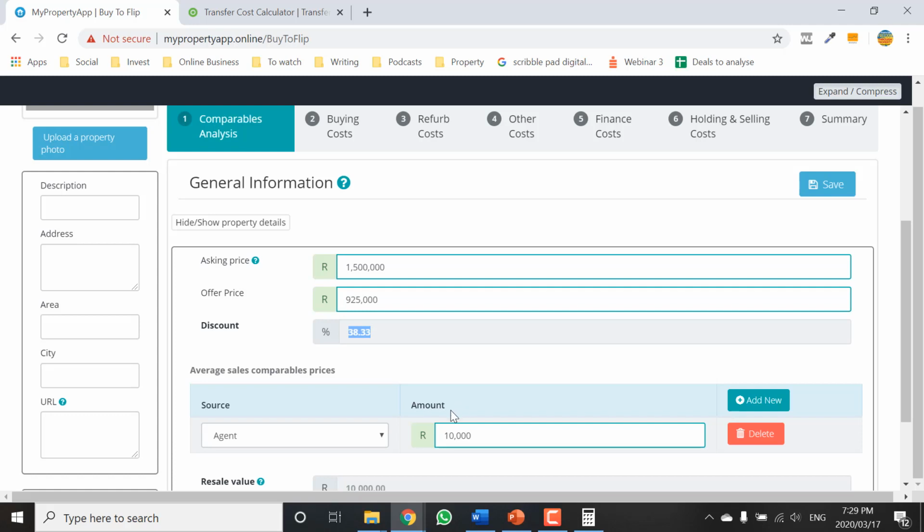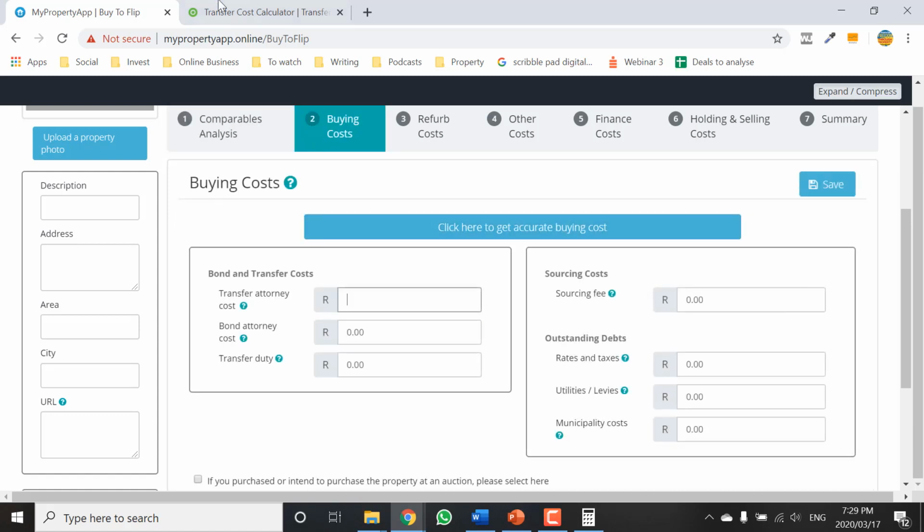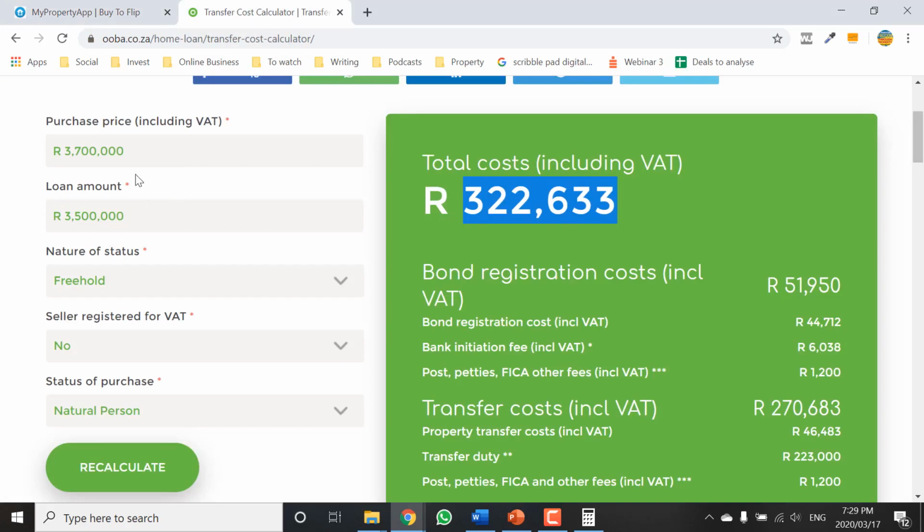Let's see if the numbers make sense there. Okay, so step one is what's the market price, which you said is 1.5, offer price of 920. Transfer costs, do you have those, or should I quickly calculate them? My laptop died on me now, so I've got it all right. That's fine, I can quickly do it here. So you're going to buy at 925.